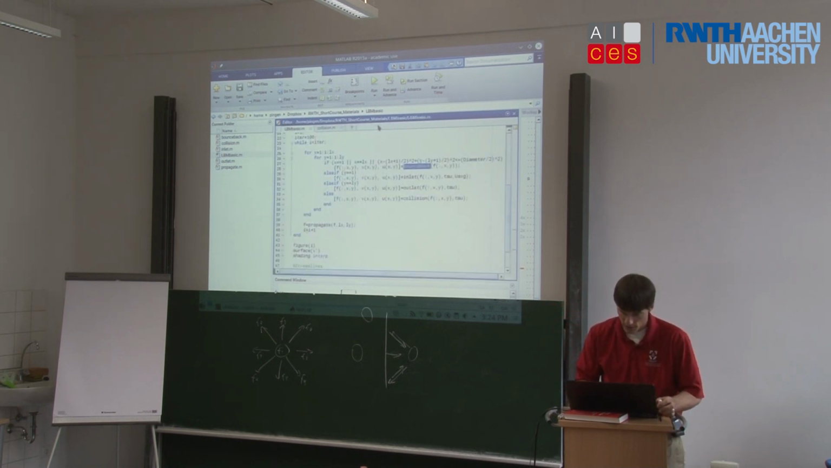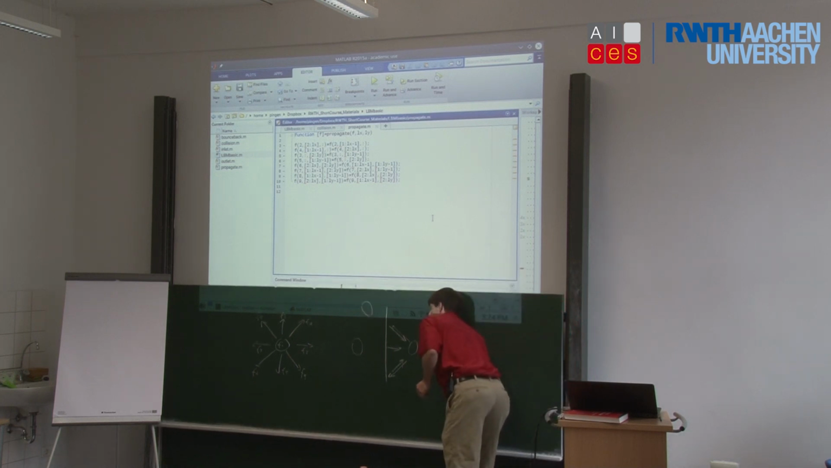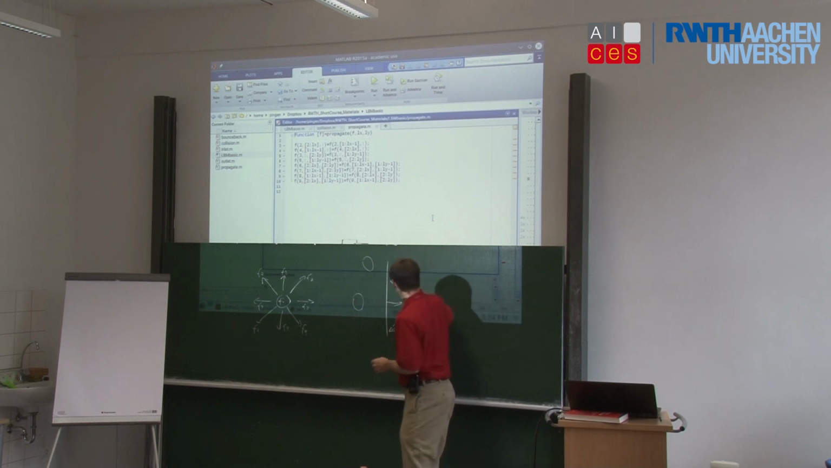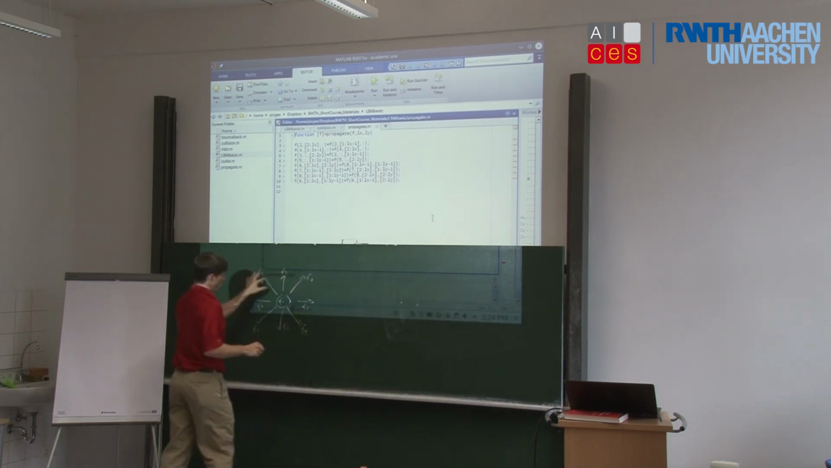And then we have the propagation step. And the propagation step, what it does is, it says, well, okay, if I have these 9 velocities, what happens?